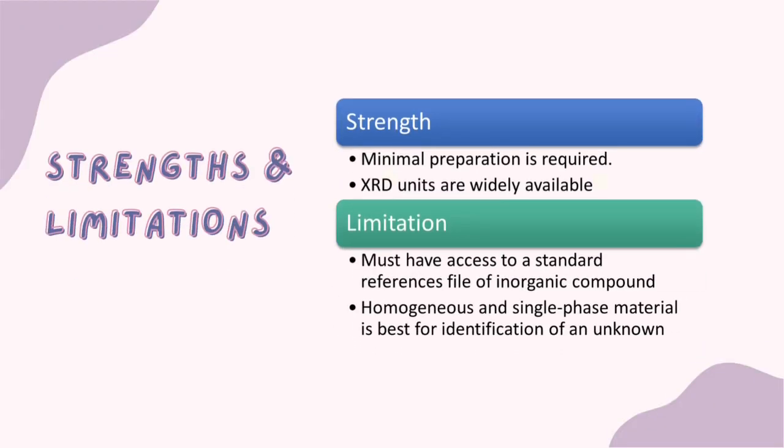For the strengths of using an XRD machine, it is a powerful and rapid technique for identification of an unknown mineral. Minimal preparation is required and XRD units are widely available. On the other hand, the limitations are that we must have access to a standard reference file of inorganic compounds, and it requires 1/10 of a gram of material which must be ground into a powder.